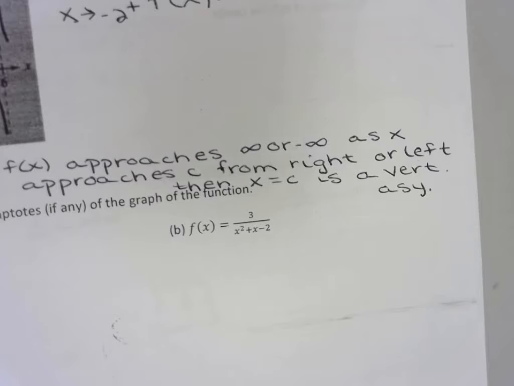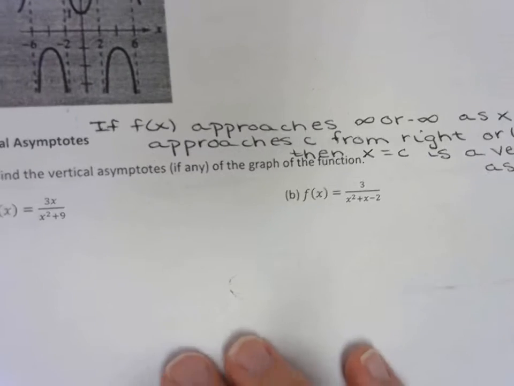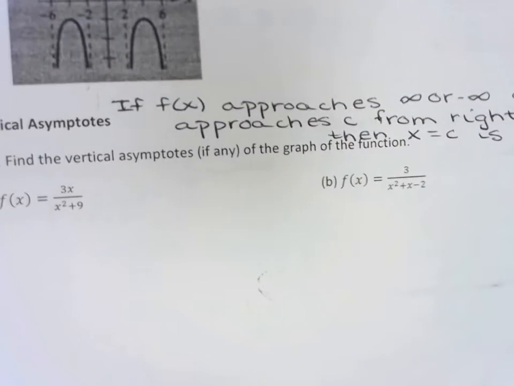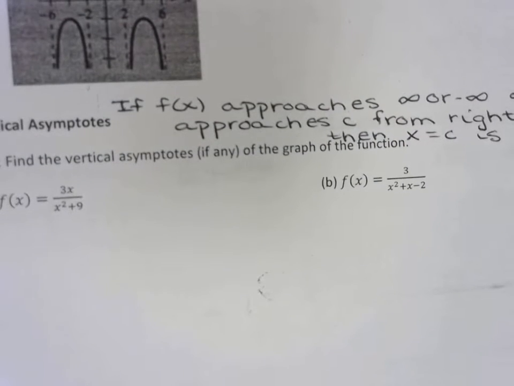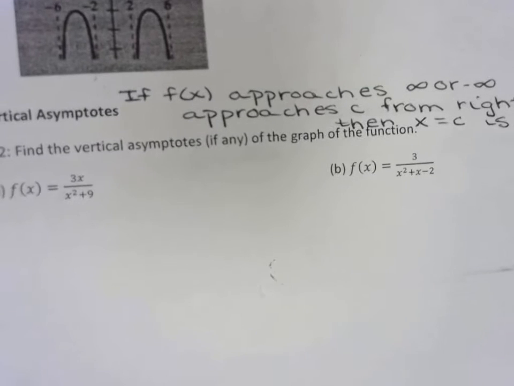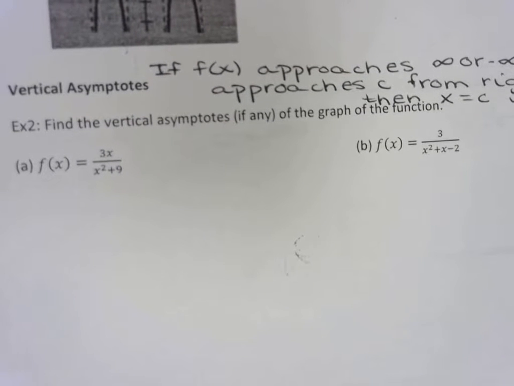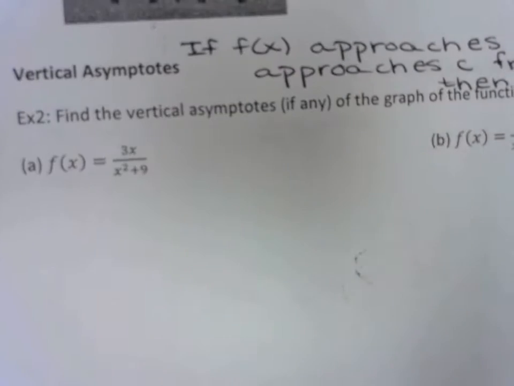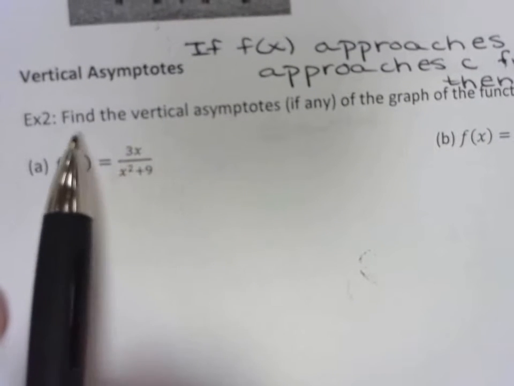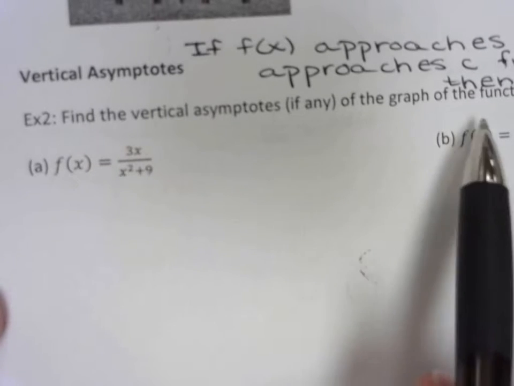Okay? So, let's go ahead and look at example 2. I want to find the vertical asymptotes, if any, of the graphs of the functions. Like we talked about with domain and range, it's the same idea. Vertical asymptotes are going to tell me where I have my negative infinity limits. So as I look at example 2, it's a review, but that's okay. Find the vertical asymptotes, if any, of the graph of the function.